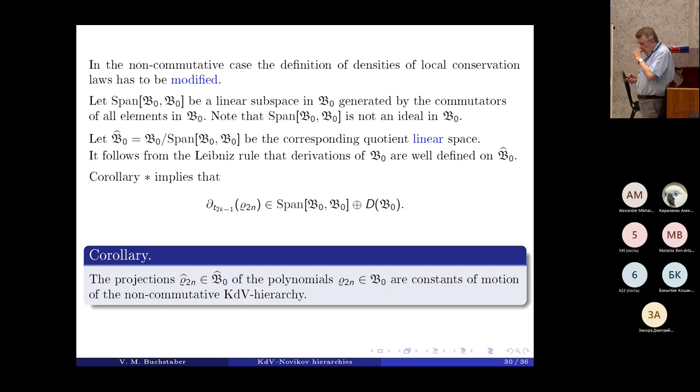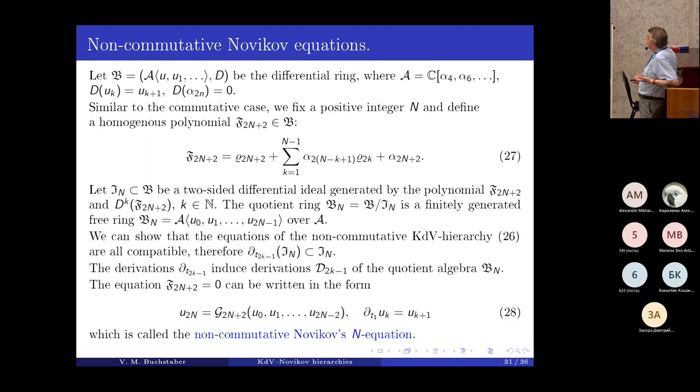Let me repeat one part of Mikhailov's talk. If you would like to obtain a definition of density in local conservation law, you must introduce a linear subalgebra of all commutators. You see, it is not an ideal. It is a linear space. After that, we obtain a new linear space and the corresponding quotient space, and we obtain the corollary that the differential of our density is not zero, but lies in the space. Corollary: the projection in this space of the polynomial constants of motion of the non-commutative KdV hierarchy.